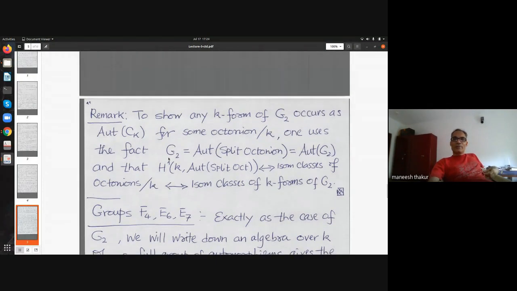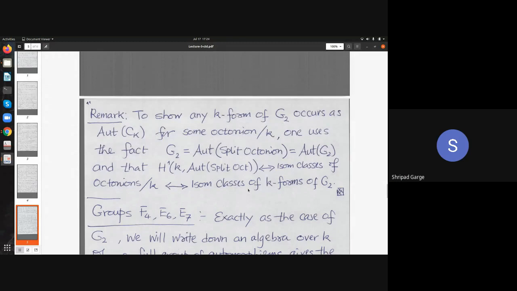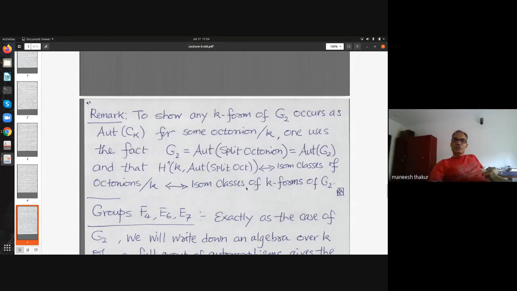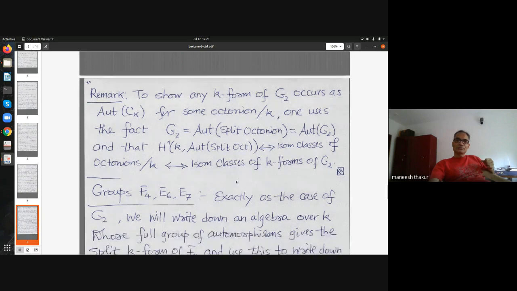I hope this is okay, right, Shripal? There is some work to be done here. Yes. I have just shown automorphisms are of type G2. I am talking about the converse. So that is more or less an exercise now.